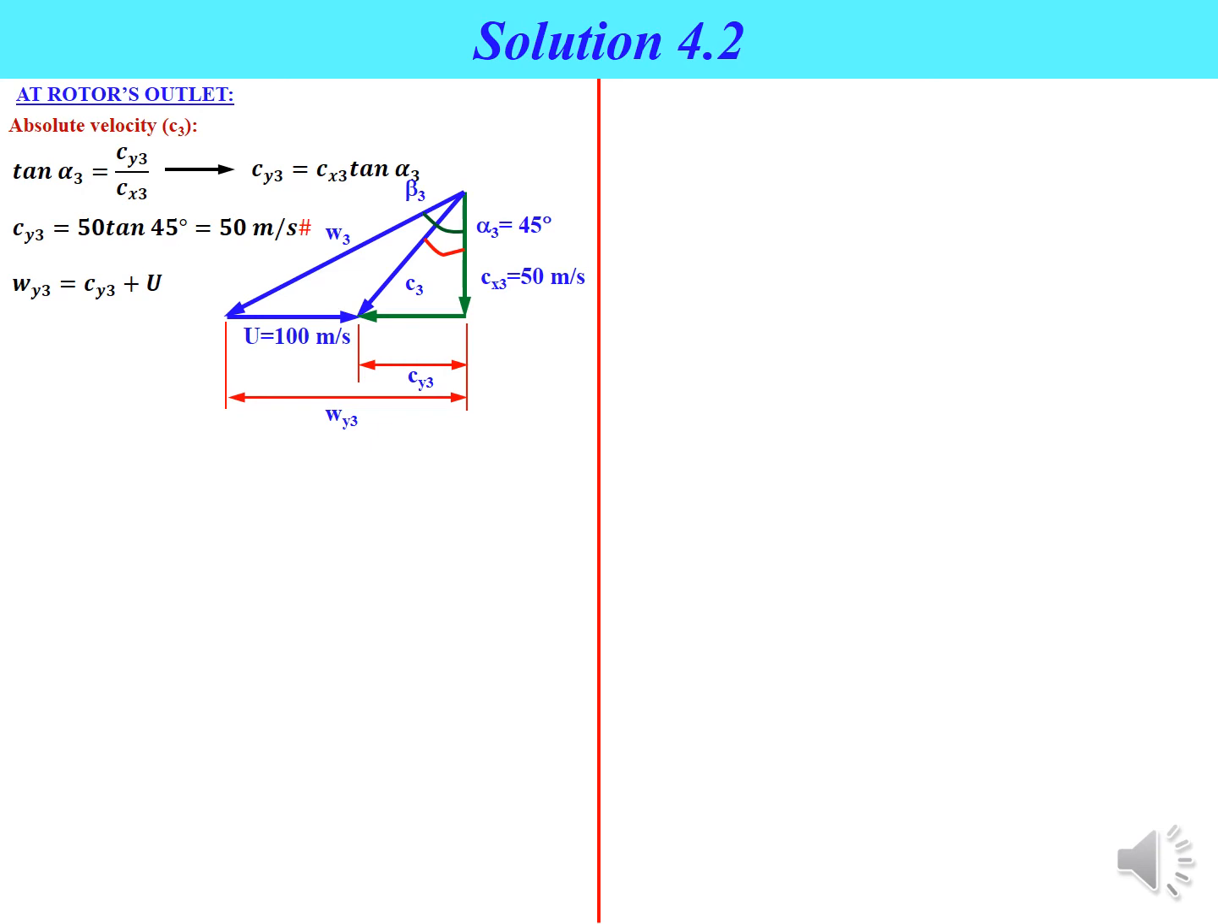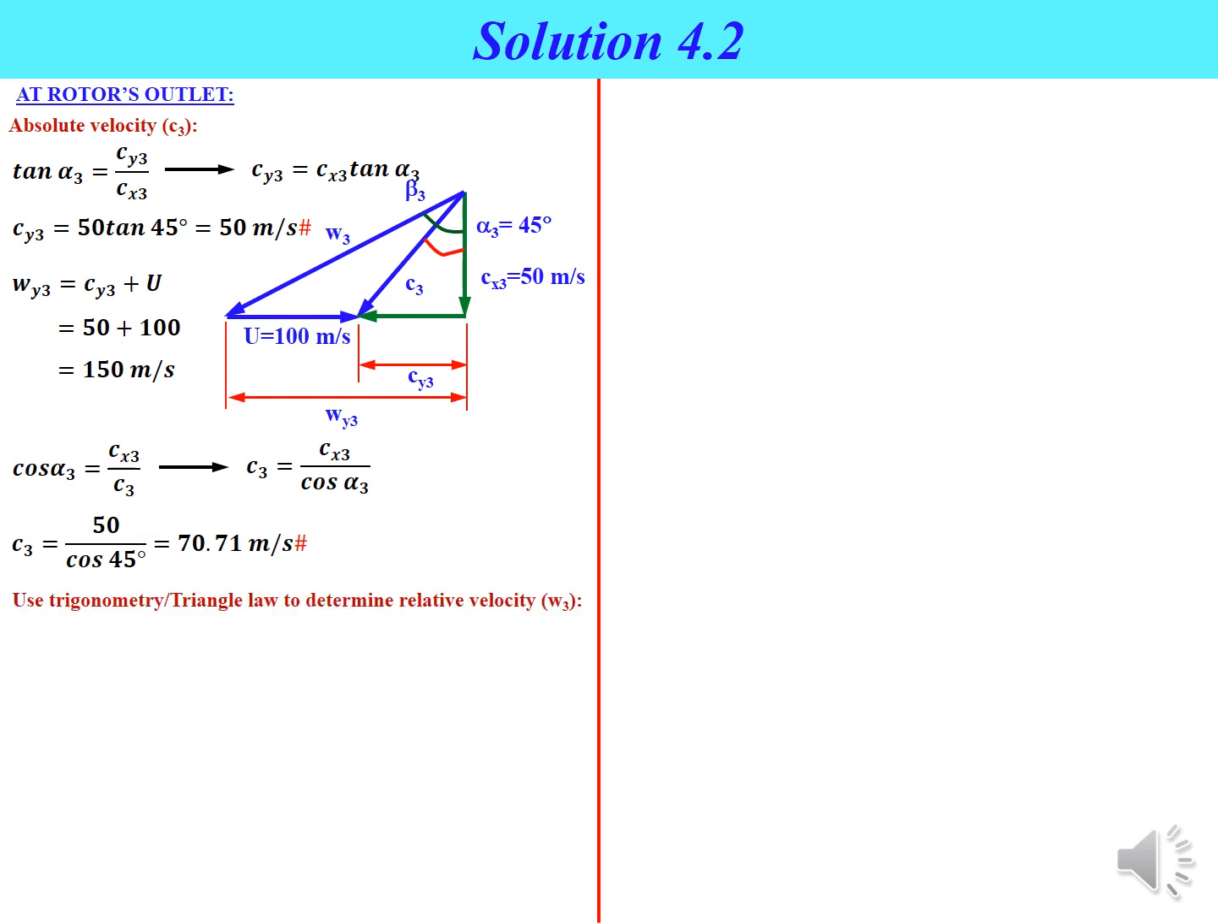And we know that from the velocity diagram, Wy3 actually equal to Cy3 plus u. So Wy3 equal to 150 meter per second. Then we can determine the value of C3 from the cos formula. So cos alpha 3 equal to Cx3 divided by C3. So C3 will be equal to 70.71 meter per second.